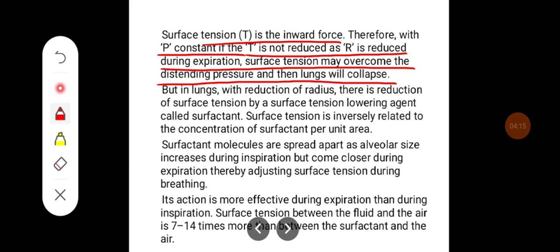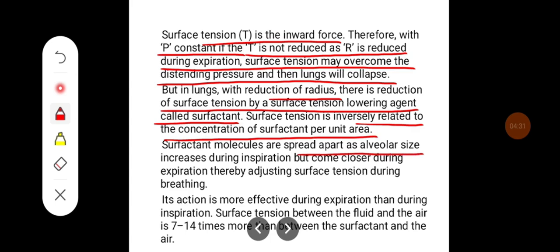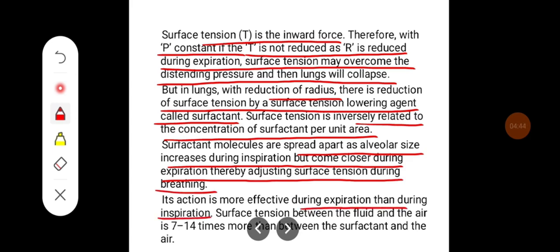But in lungs, with the reduction of radius, there is a reduction of surface tension by a surface tension lowering agent called surfactant. Surface tension is inversely related to the concentration of surfactant per unit area. Surfactant molecules are spread apart as alveolar size increases during inspiration but become closer during expiration, thereby adjusting surface tension during breathing. Its action is more effective during expiration than during inspiration. Surface tension between the fluid and the air is 7 to 14 times more than between the surfactant and the air.